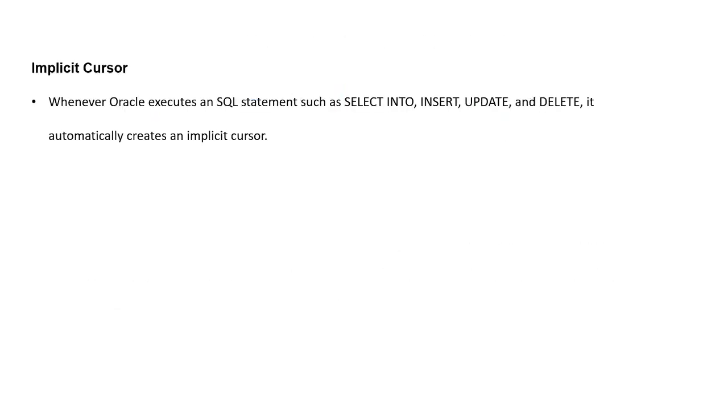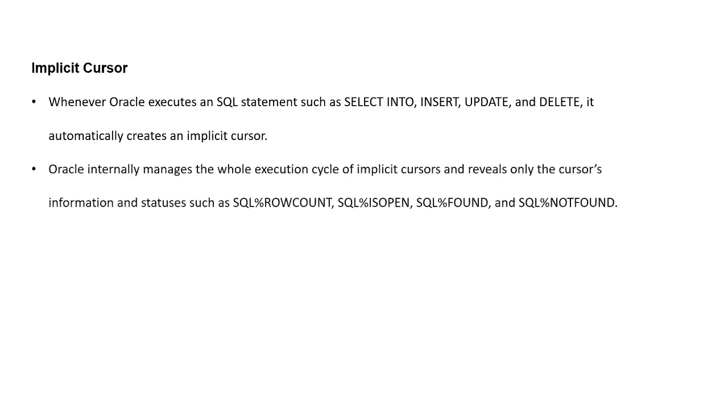Alright. So implicit cursors, what is it? Whenever Oracle executes an SQL statement such as select into, insert, update and delete, it automatically creates an implicit cursor. So whatever the SQL statement is, or any kind of DML operations performed, automatically Oracle creates a cursor. Oracle internally manages the whole execution cycle of implicit cursors and reveals only the cursor's information. So after the query gets executed, the result of that query is stored in a work area, and we call it a cursor. That we have already discussed.